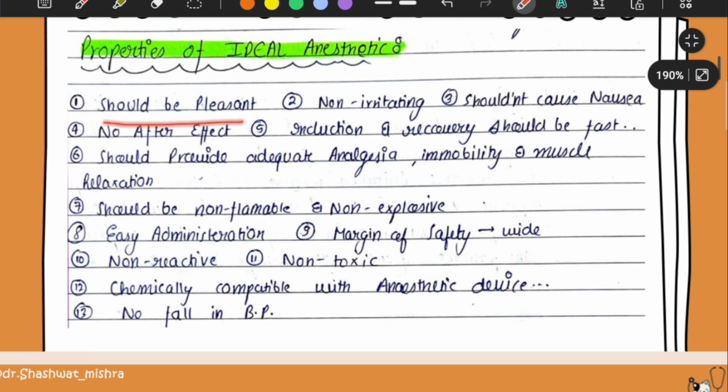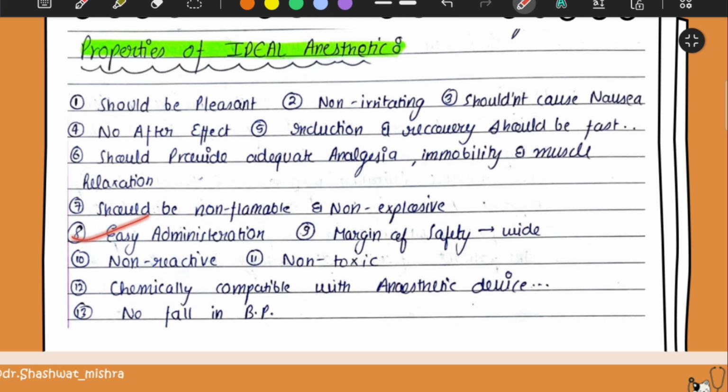It should be pleasant, non-irritating, and should not cause nausea. It should have no after effect after its application, and induction and recovery should be fast. It should provide an adequate amount of analgesia, immobility and muscle relaxation, as we see with general anesthetics, where these three things should be present for performing any surgery. It should be non-flammable and non-explosive, because the container into which we put the gaseous anesthetic should be safe.